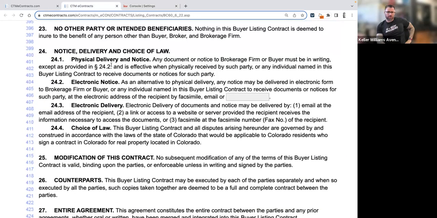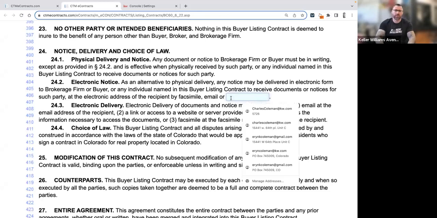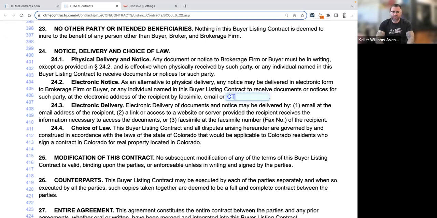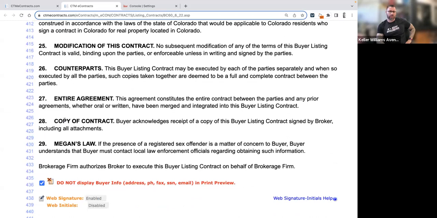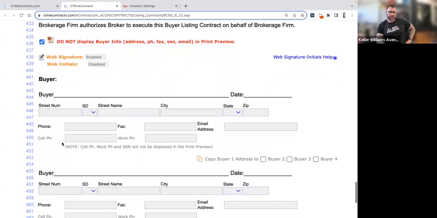Then we're going through and it's just saying, hey, this is how we're going to get information from. And I like to put CTME because it's not really in there, right? You see this electronic address of recipients by fax. That's what fast mail means, if anyone's curious, that's fax. Email, and this isn't really email. This is through CTM. So I just put CTME in there. It's going through and it's saying that all this is good. Megan's Law, right? We talked about that.